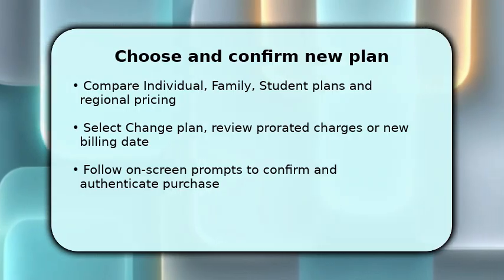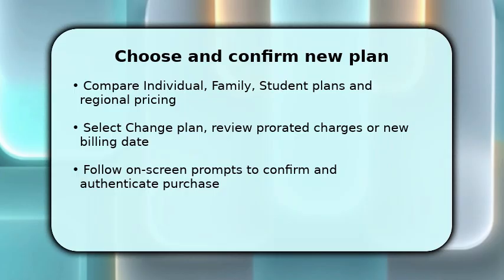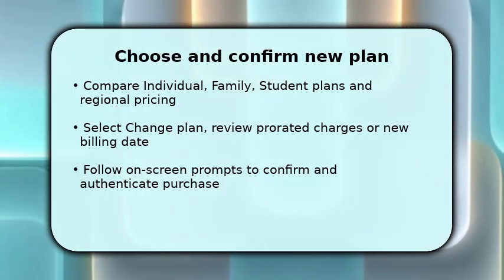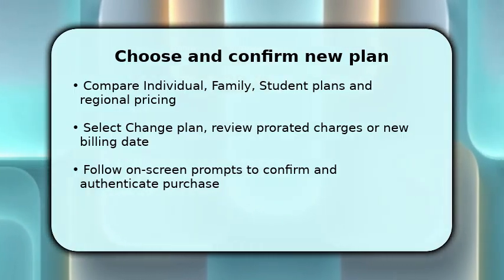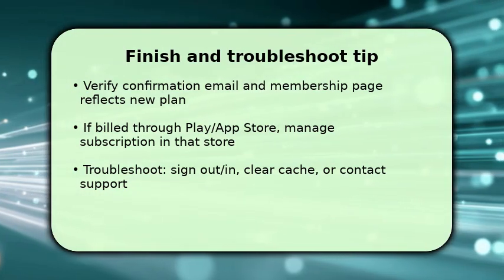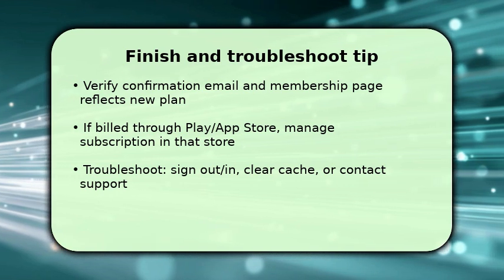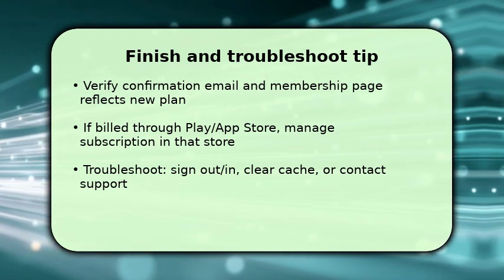After that, follow the on-screen prompts to confirm the upgrade or downgrade, authenticate with your password or device biometrics, and wait for the confirmation screen to appear. Finish by checking your inbox for a confirmation email, and then revisit Purchases and Memberships to confirm the new plan appears. This verifies billing updated.